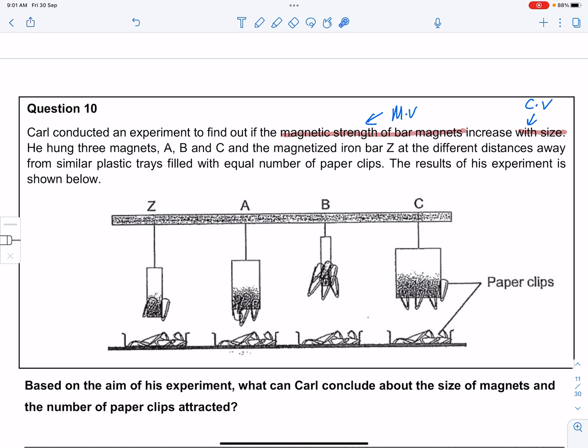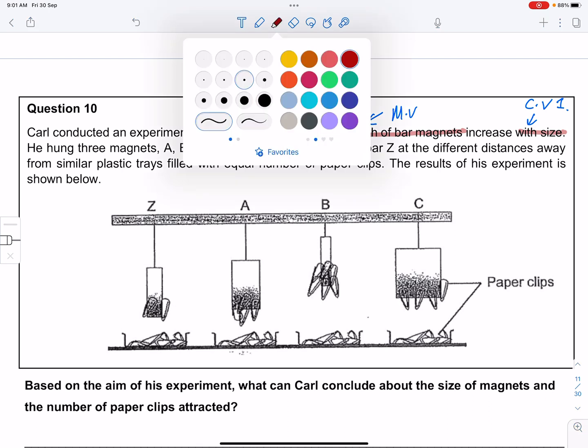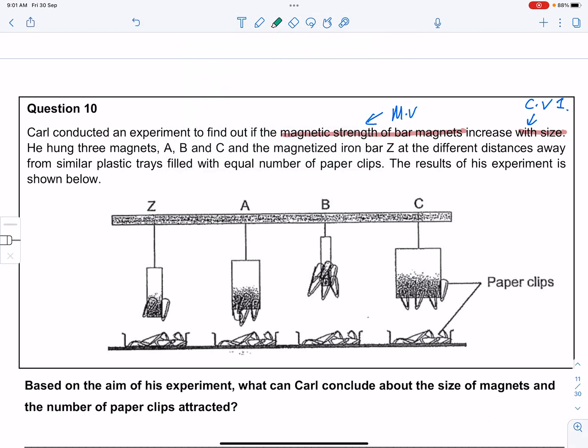Now, in this case, you realize something very interesting. There is more than one change variable. So we're going to call this change variable 1, and then after that, let me use another color. Different distances away, this is change variable 2.